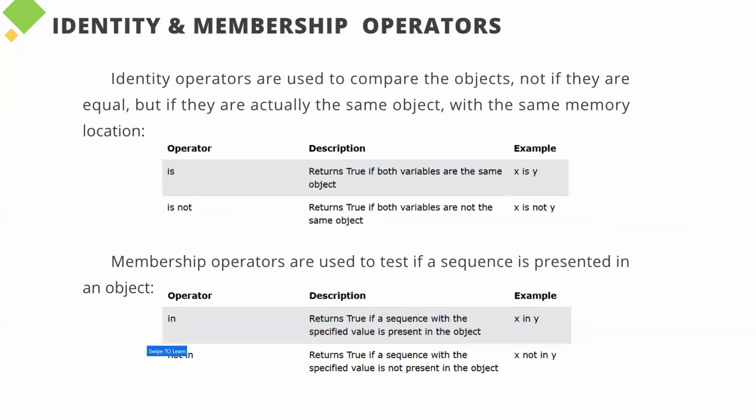Then let's move to membership operators and identity operators. Identity is, is not. If x is y, if both variables' values are same, it returns true, otherwise false. Same, we already discussed membership operators in strings too. If the particular value or a sequence is present in the given object, then it returns true, otherwise false.